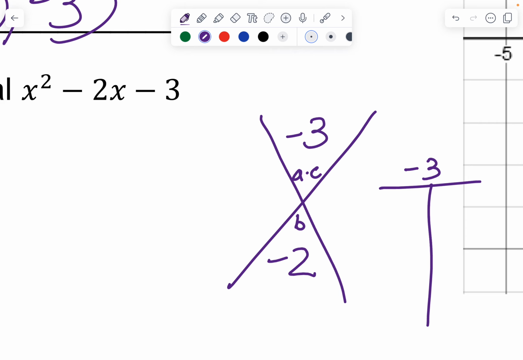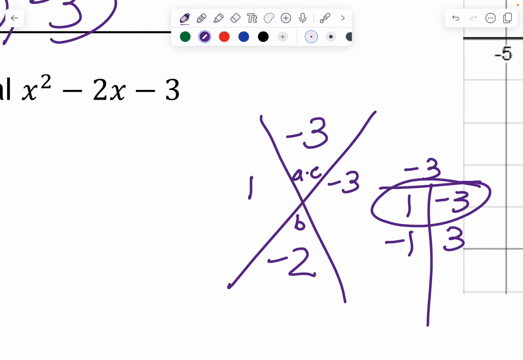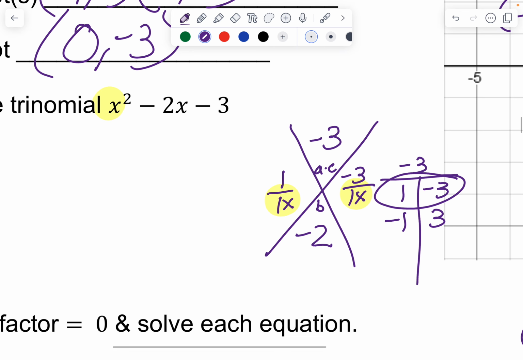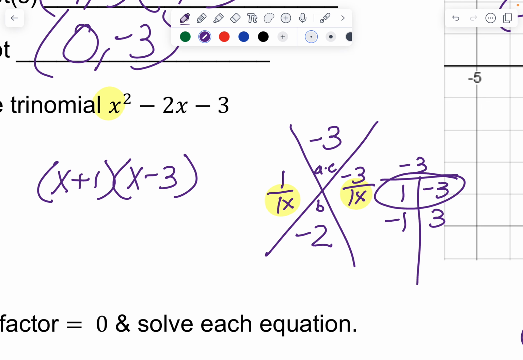So the only numbers that multiply to be -3 would be a +1 times a -3, or a -1 times a +3. And which of those two add up to be -2? That's this one. So we have a 1, -3. Like we did on the warm-up, because it's a 1x squared out in front, that's what's going to go underneath each of these two terms. Tip it over on its side, and we have a 1x plus 1 and a 1x minus 3. So that is factored.